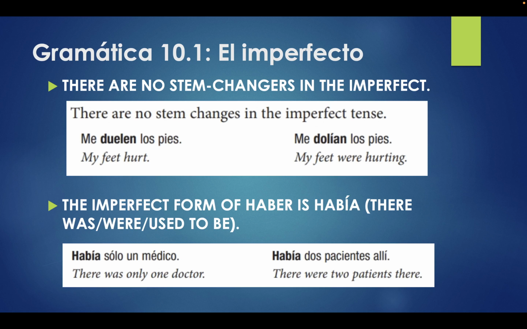You also already know about the verb haber, which is another form of a being verb, an auxiliary verb. In the present tense, haber became hay, and it meant there is or there are. In the preterite, haber became hubo, there was or there were. Here in the imperfect, haber is not irregular. You just chop off your ER and add ía. So it becomes había, and it means there used to be. Also, there was or there were. So había solo un médico, there was only one doctor, or había 2 pacientes allí, there were 2 patients there. So había.